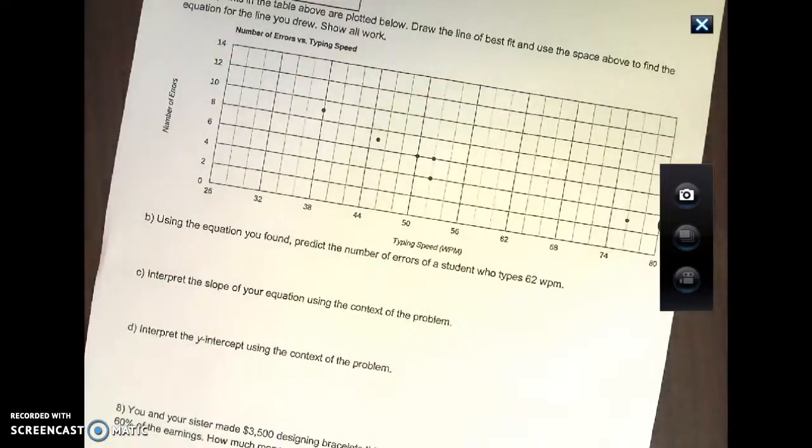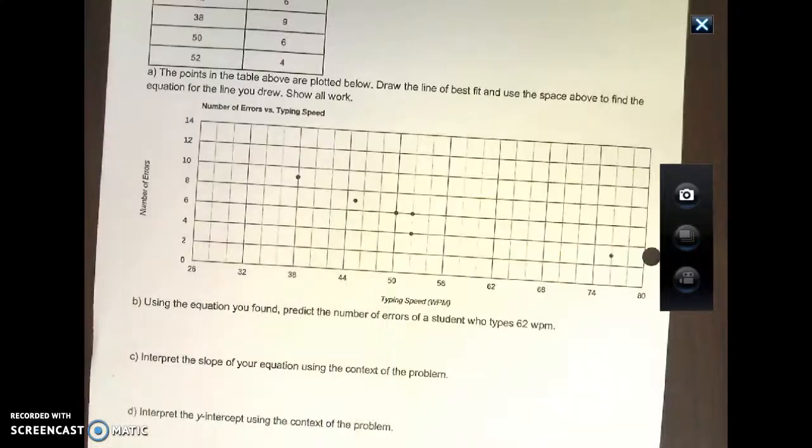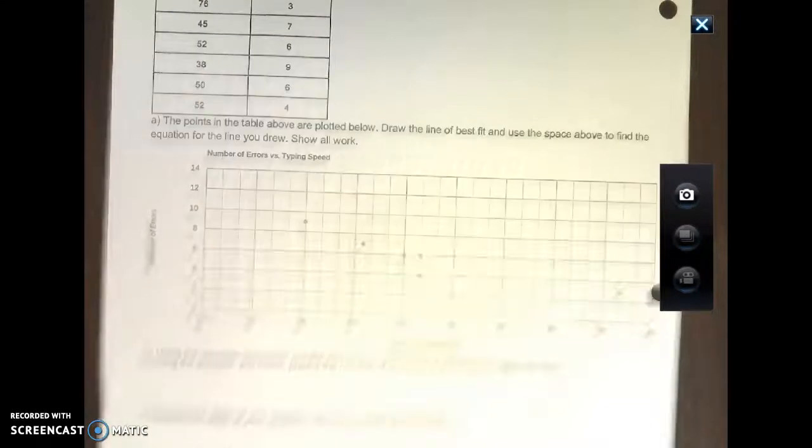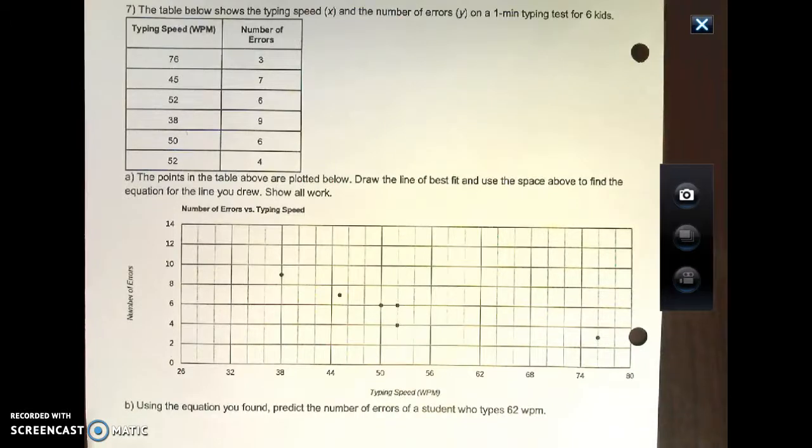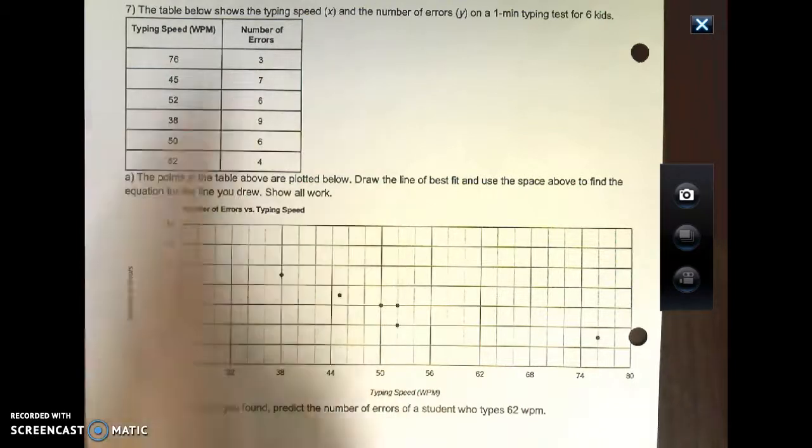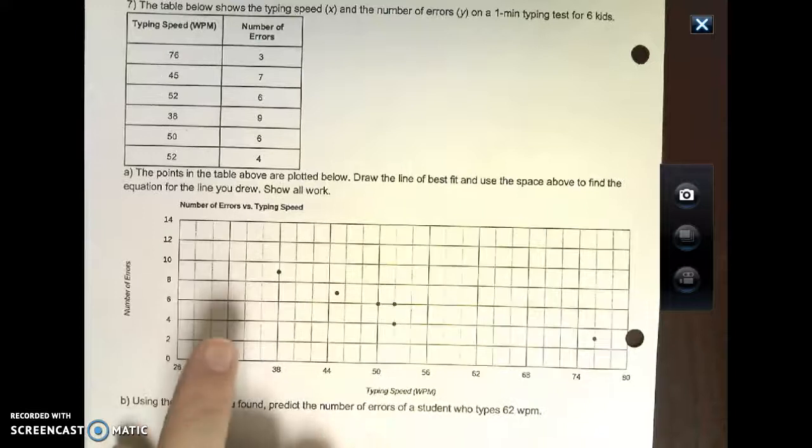Okay, pardon me. This is an interesting question, and I don't want to spend a whole lot of time on this one, but it's good that you really see it. The table below shows the typing speed x and number of errors y on a 1-minute typing test for 6 kids. So here's all your points. The points in the table are plotted below.